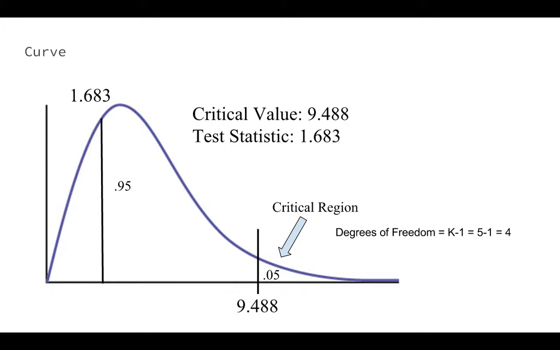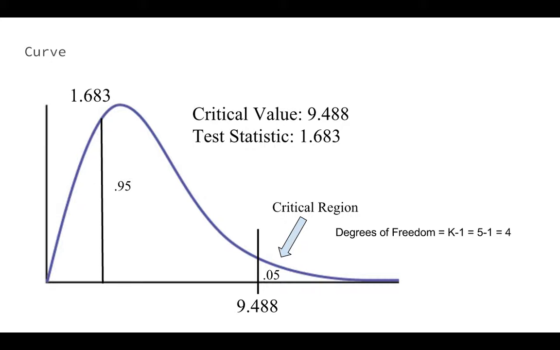We calculated our critical value using the calculator program inverse chi-squared. We used 0.05 as alpha and 4 as our degrees of freedom. We found our degrees of freedom by subtracting 1 from our number of categories, which was 5. Our critical value was 9.488, and our test statistic was 1.683.